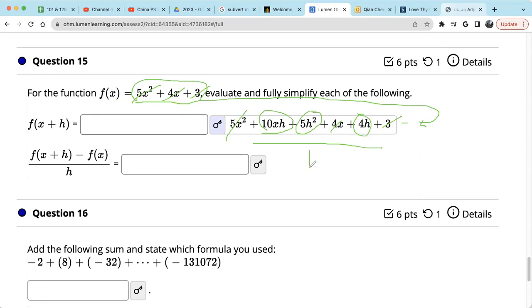Then we divide by h. Divided by h, what's left? 10xh divided by h, that's 10x. 5h squared divided by h, that's 5h. Plus 4h divided by h, that's 4. So our answer is 10x plus 5h plus 4. 10x plus 5h plus 4. Let's see next one.